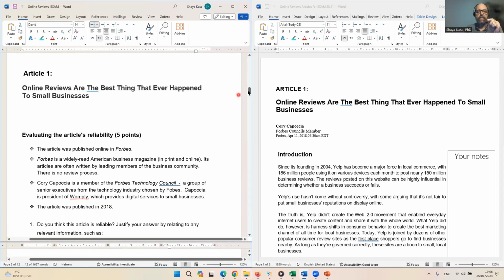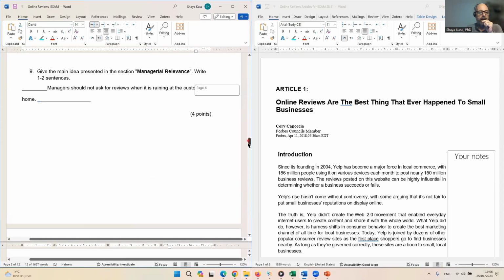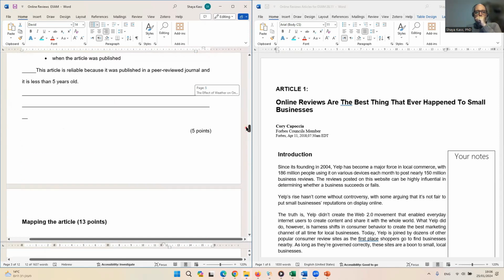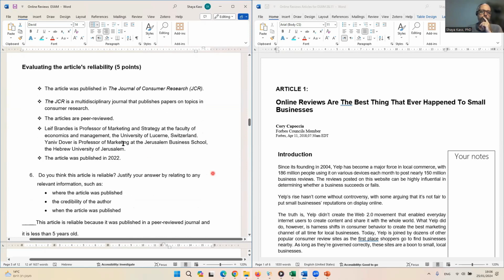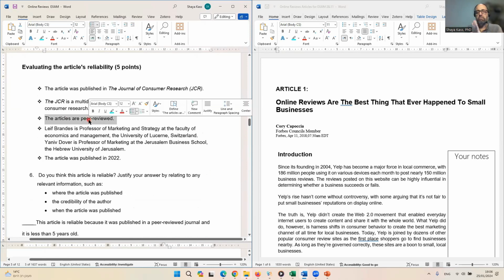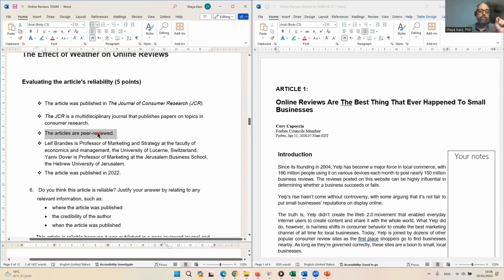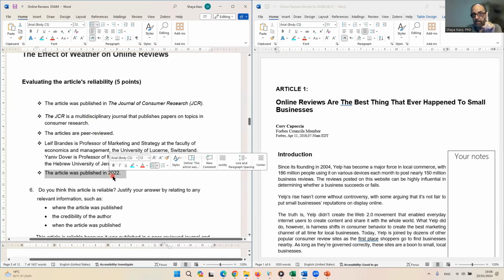Our second article actually says that it's peer-reviewed. If it says the articles are peer-reviewed, they're good. For example, this article says it's peer-reviewed and published in 2022. There's only one correct answer. The only correct answer is it's reliable. That's the only answer you can give here. You can't say it's not. You can't say you're not sure if it's reliable or not. It is reliable.